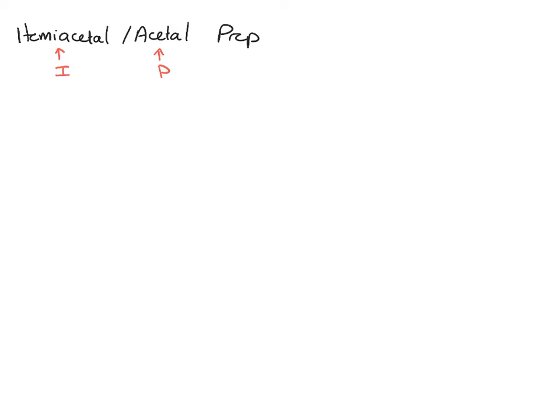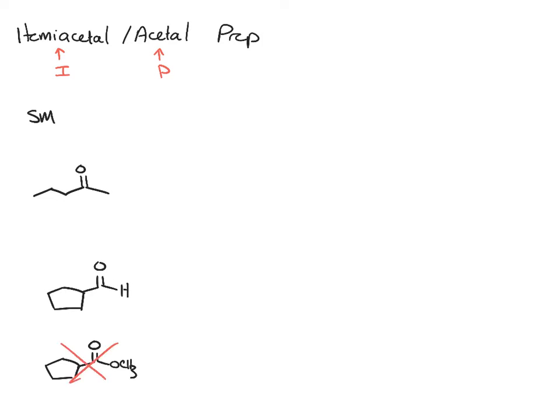For these, your starting material is always an aldehyde or ketone. So you could have this ketone, or an aldehyde, nothing else. If it's a carboxylic acid derivative, you're not going to do this type of reaction. So for example, if you start with this, don't even consider the hemiacetal-acetal process.